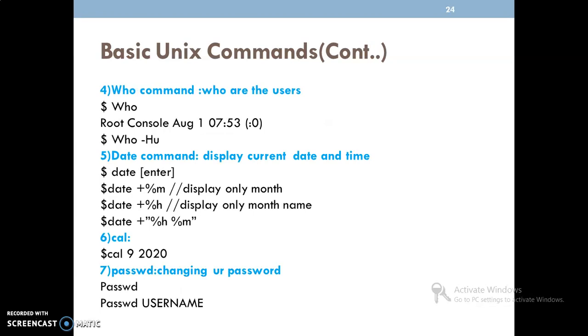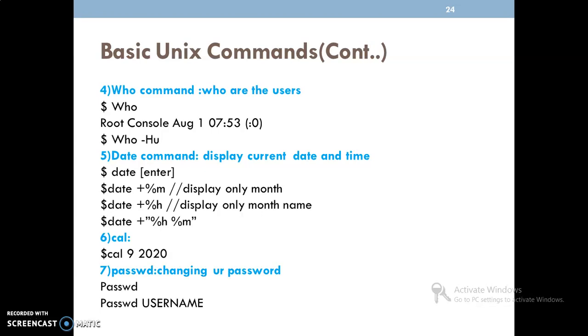Next, one more command, that is who. As the name indicates, it lists the users logged into the system. Let me take one example here: in the command prompt, if I type the who command, then it lists who the current user is. Currently the output is root console August 1 with the time. Here root is the username, and the terminal they are accessing is console. The date is August 1st and the time is 7:53.